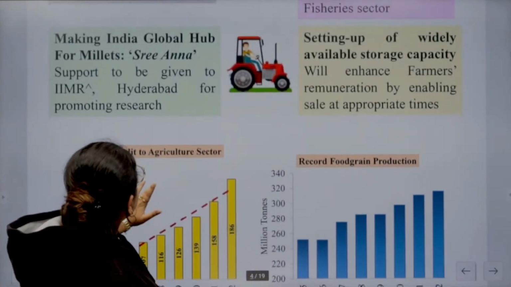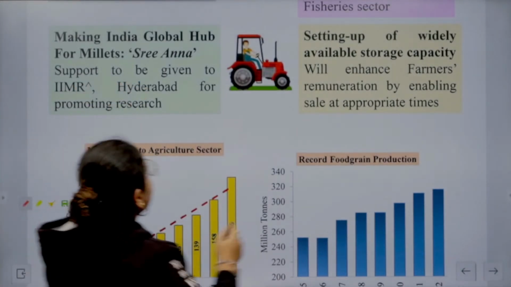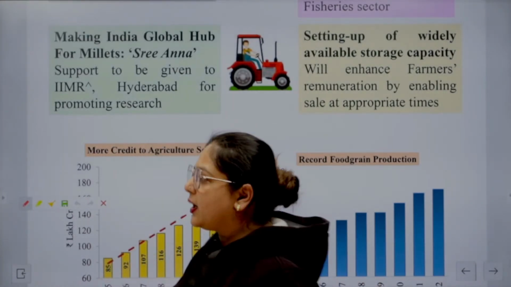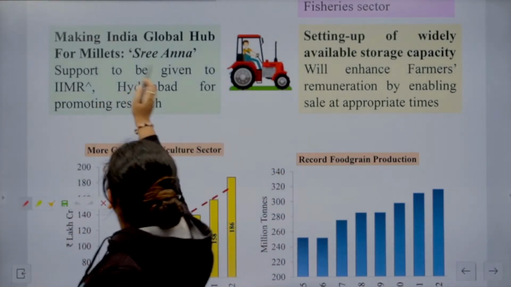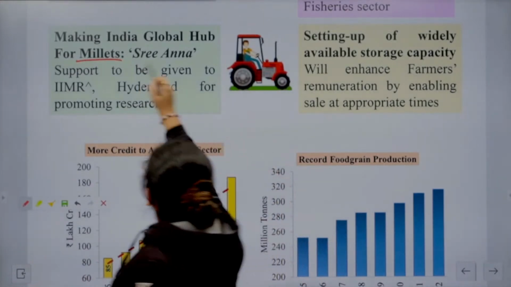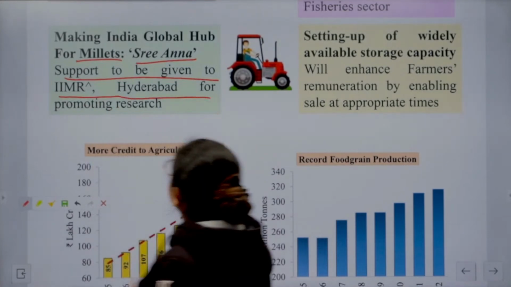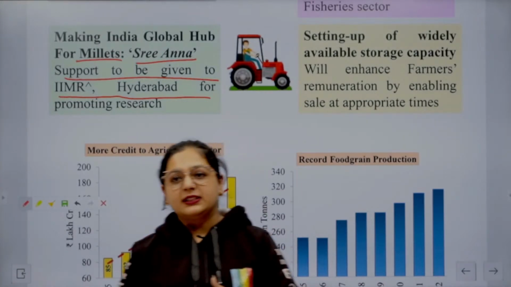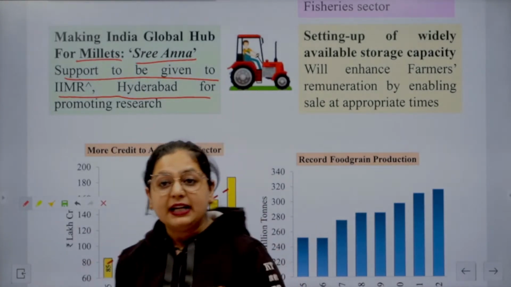Besides this, even making India a global hub for millets, as you all know that 2023 was declared as the International Year for Millets. So millet production has always been of key importance to India after, again, the food grains, the other staple food grains. So Shri Anna, the support is to be given to IMR Hyderabad for promoting research, even in improving the yield of millets in India.